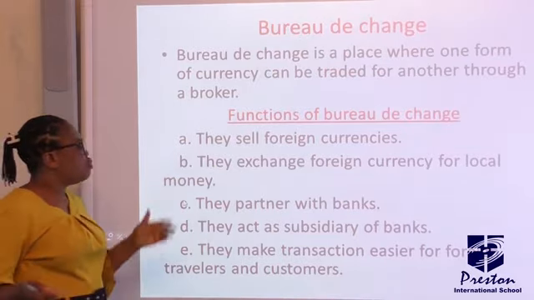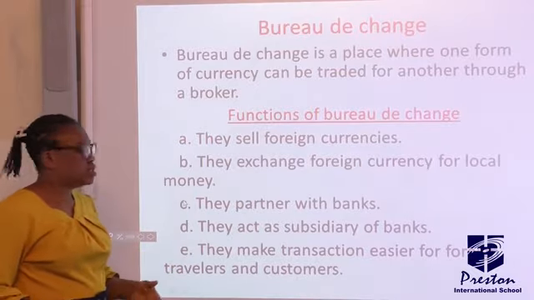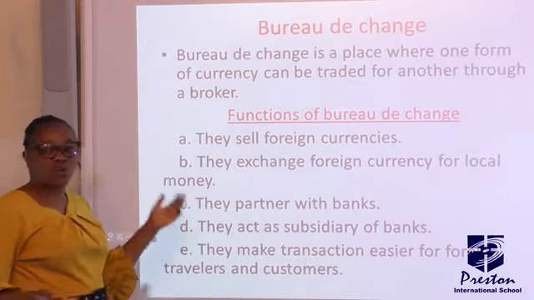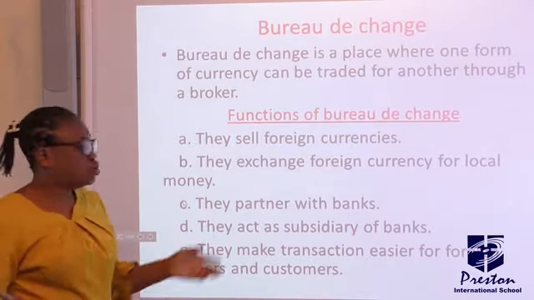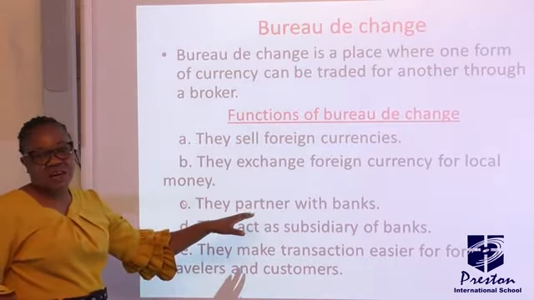Now, what are the functions of bureau de change? They sell foreign currencies. Then they exchange foreign currencies for local currencies. Like if you want to exchange your dollar for naira now, they deal with that. Then they also partner with banks.